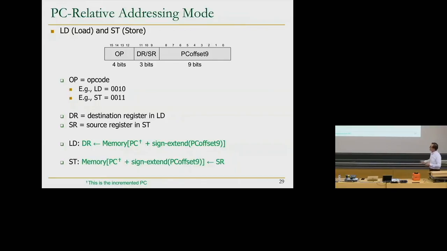Well, this is another one. Store does exactly the same thing. The way it calculates this address is PC plus sign extended PC offset 9, except it doesn't read from memory. It writes to that memory address the contents of the source register specified over here. Okay, no surprises, simple.